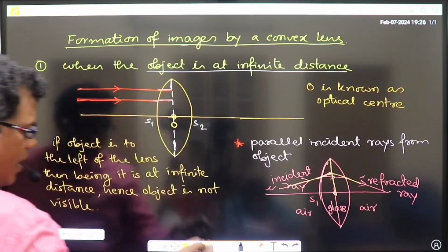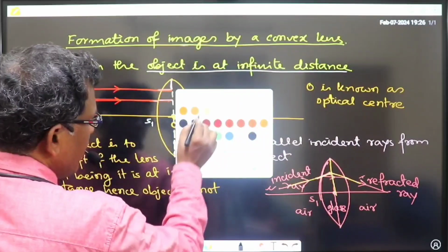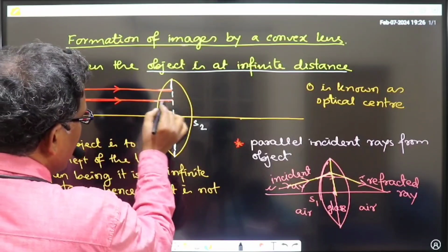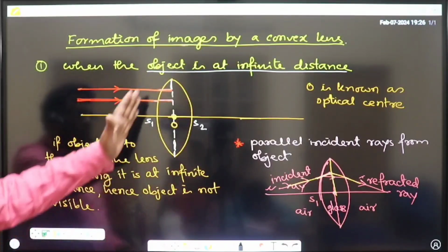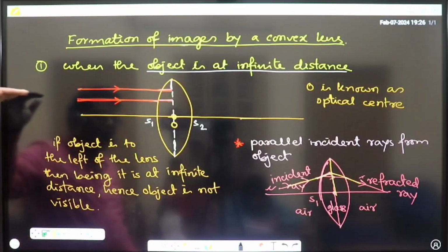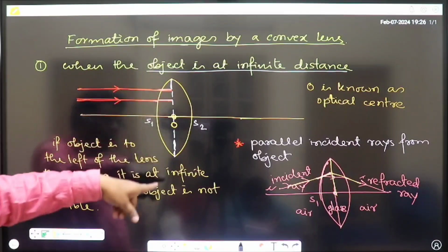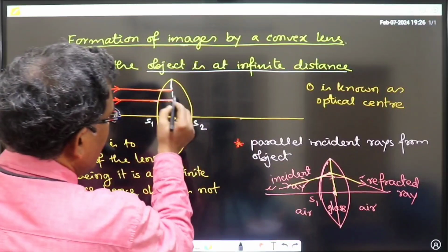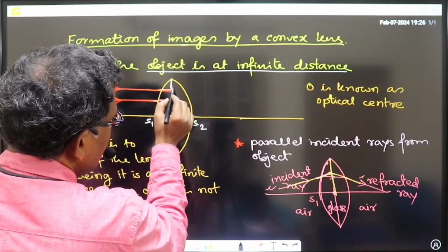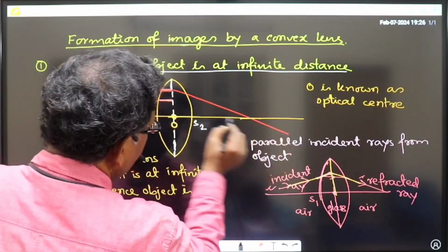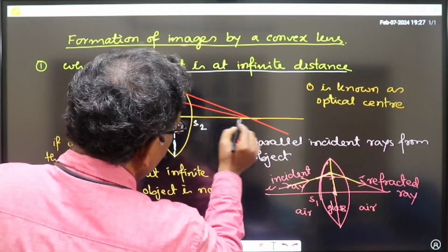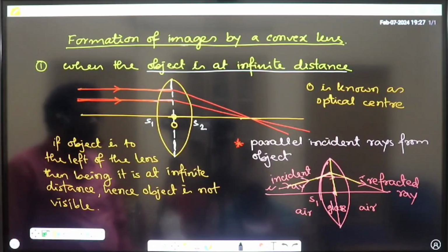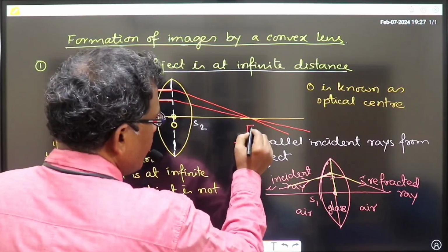That's why here also I have done the same thing. I have first taken a parallel incident ray and I didn't bend it once it passes through the first surface. I have continued that drawing up to the dotted line which is passing through the optical center, and after that I consider the bending of it as the refracted ray, and these two refracted rays will pass through one particular point on the principal axis which is called the focus of the lens.